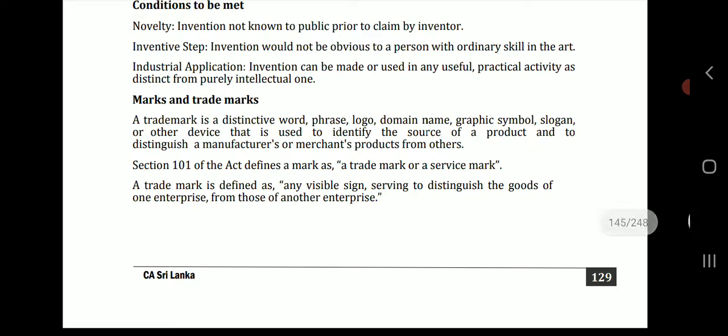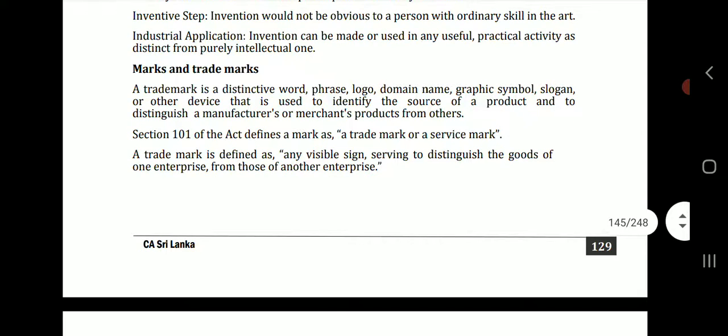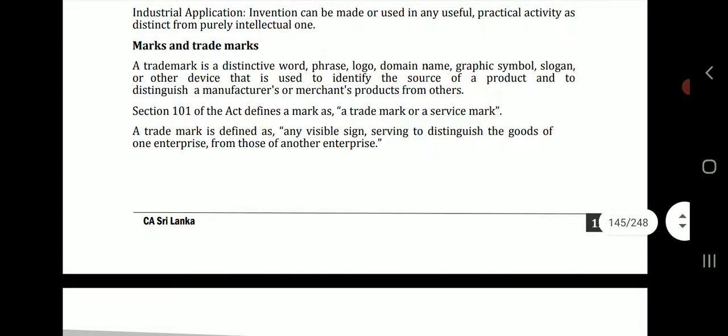And marks and trademarks, yes, it can be a distinctive word, logo, domain name, graphic symbol, or a slogan that the company promotes to protect their rights and to market themselves, things like that, such as what you call it. To be honest, I can't remember what the marks and slogans are.